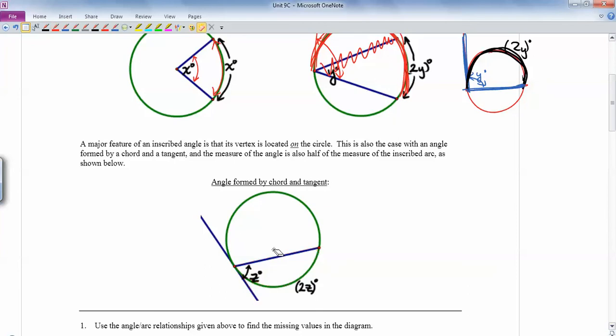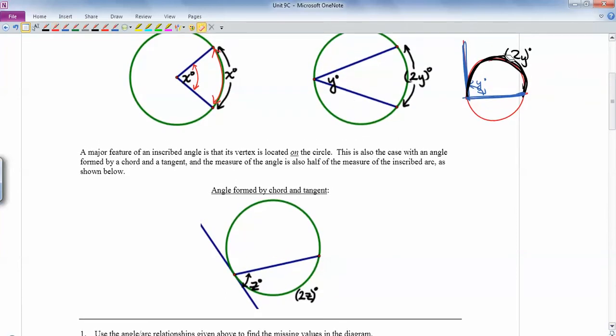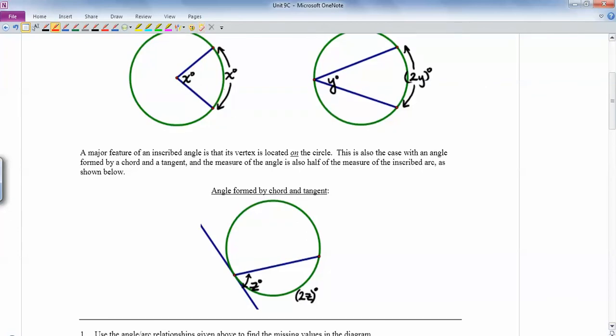And the best way to remember this, I think, is to categorize the type of angles that you're looking at. So if the vertex is at the center of the circle, it's x and x. And if the vertex is on the circle, it's something that gets doubled. It's something that gets doubled, right?